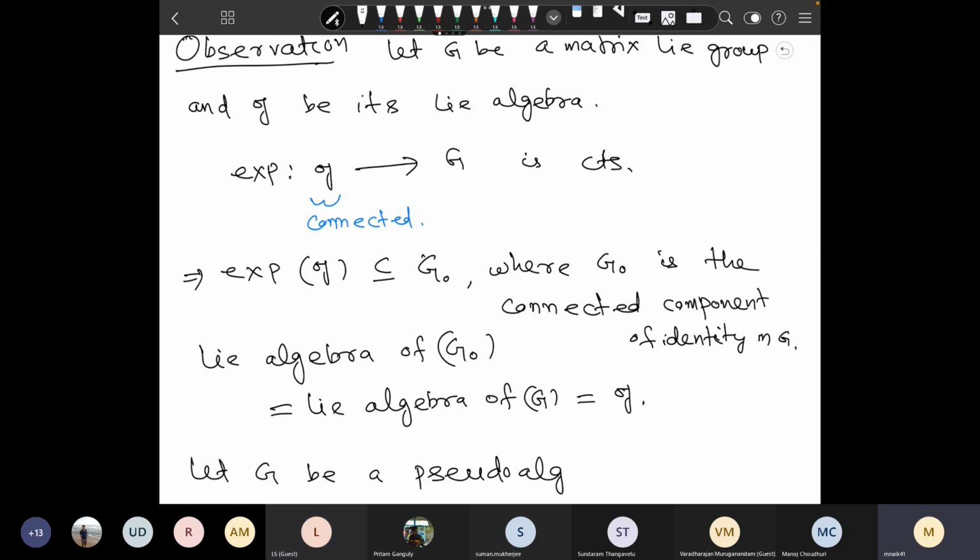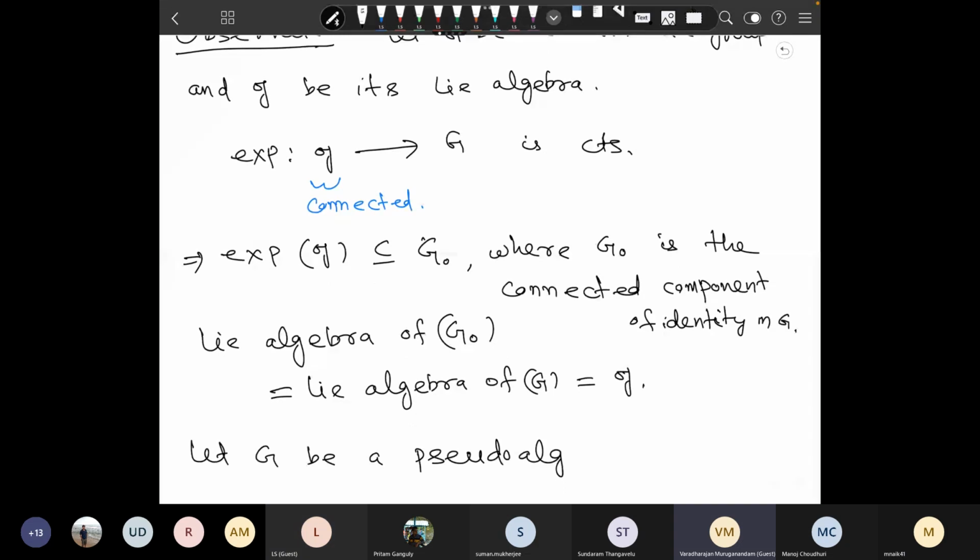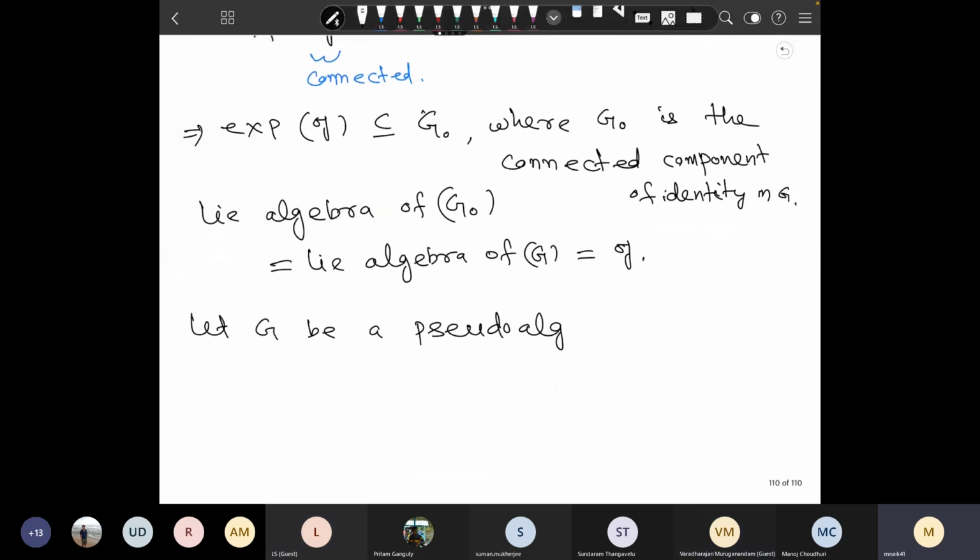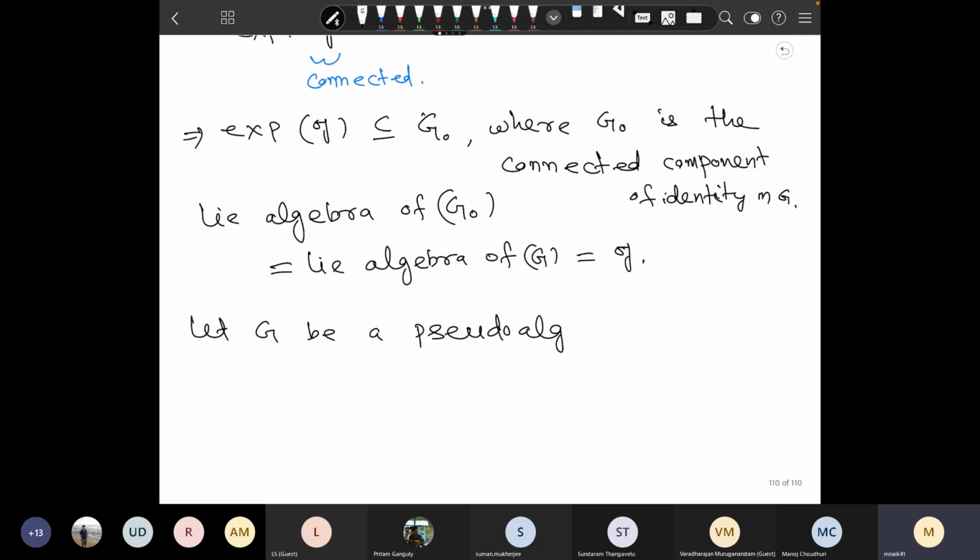I don't have any example now. But you can take some disconnected group and look at direct products. Okay, I think that clarified the question.